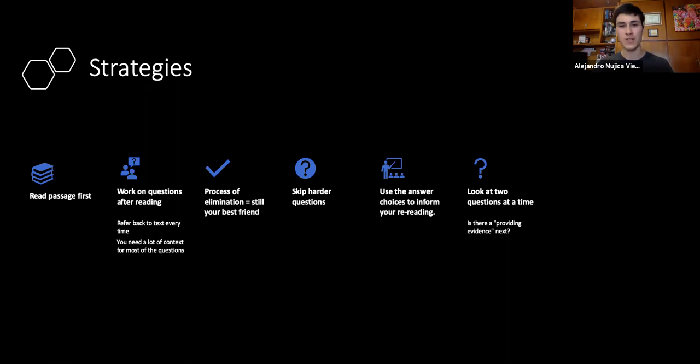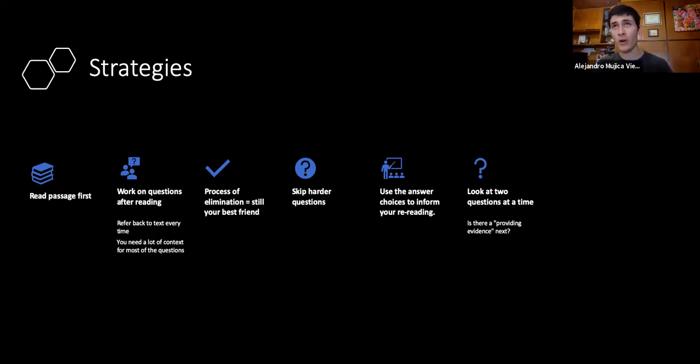The process of elimination is still your best friend. That's the way we go around these answer choices. We eliminate the ones that don't make sense, and then look at the text more to be able to eliminate the choices that are closer to what we're looking for.